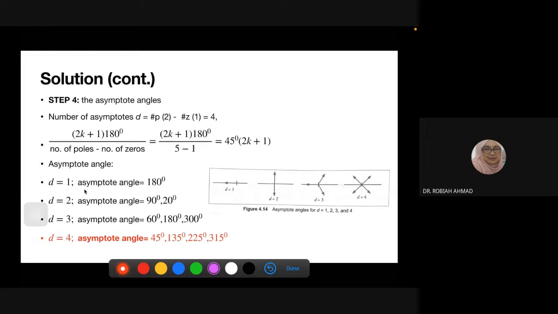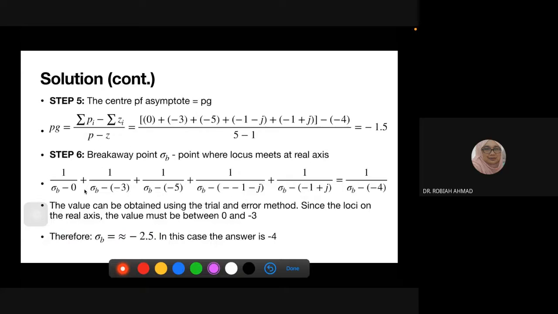In this case, it has 4. So, 4, this is the pattern. The last example, we did D equal to 3. So, 60, 180 and 300. So, in this case, we have 4. So, this is for D equal to 4. And then, we determine the PG. So, PG, we have minus 1.5 using this formula.